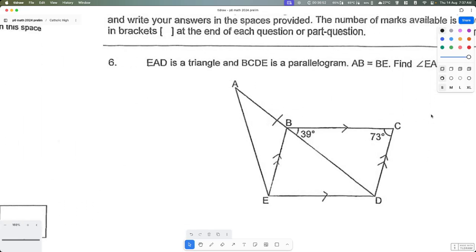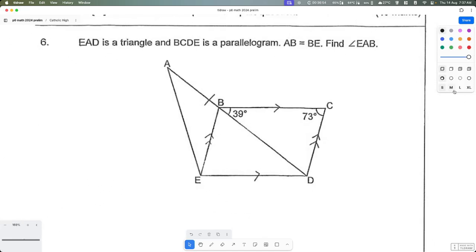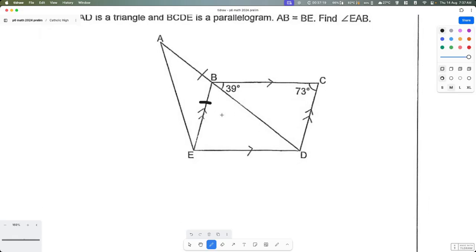Question number 6 over here. EAD is a triangle. BCDE is a parallelogram. AB is equal to BE. So I'm going to draw here. This is an isosceles triangle. Find angle EAB.